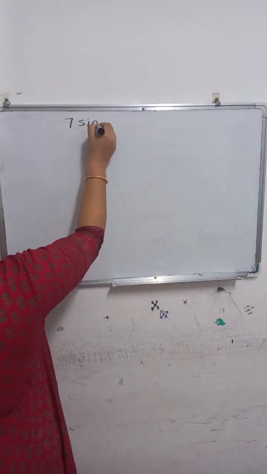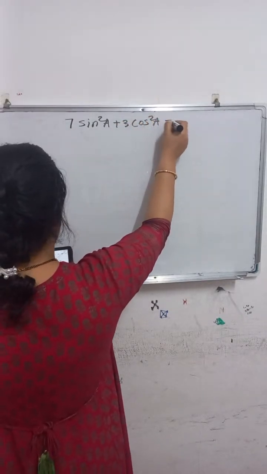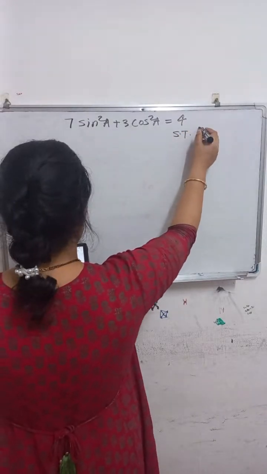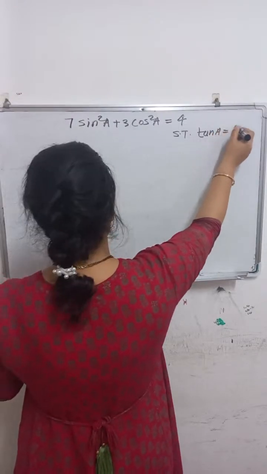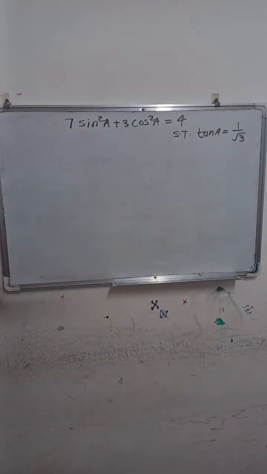7 sin square A plus 3 cos square A is equal to 4. Show that tan A is equal to 1 by root 3. Okay, so they are asking what here. 7 sin square A plus 3 cos square A is equal to 4. Then show that tan A is equal to 1 by root 3. Okay, so how to solve this? Can anyone have any idea how to solve this?